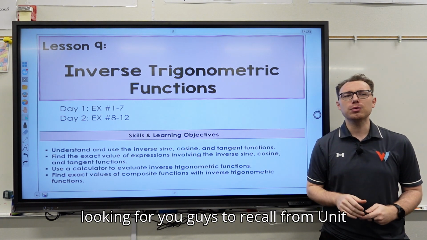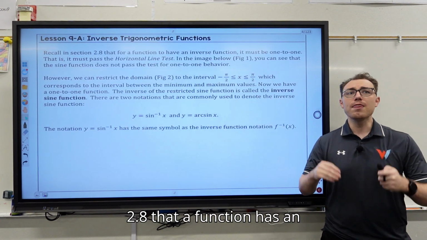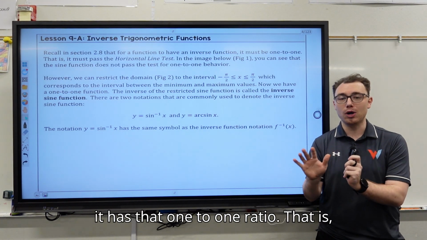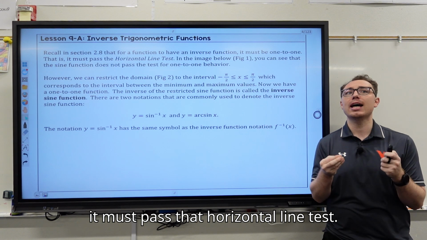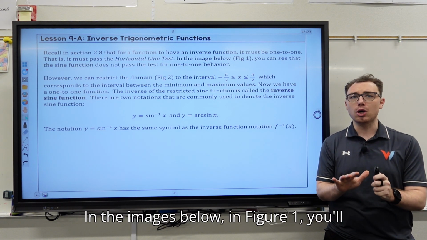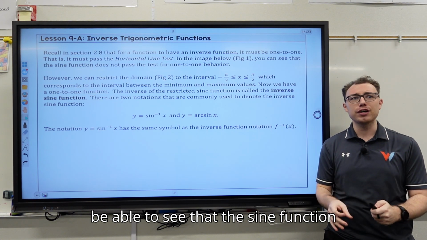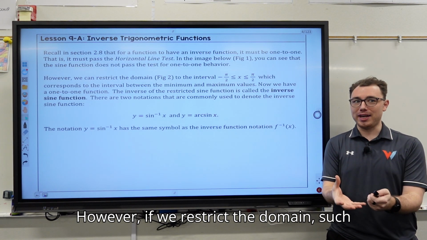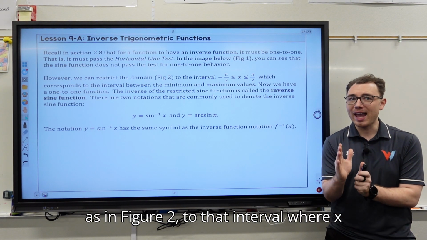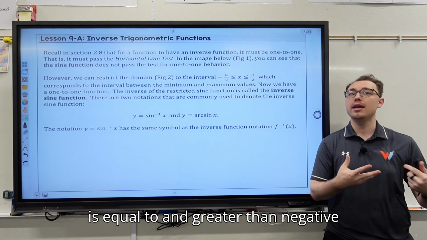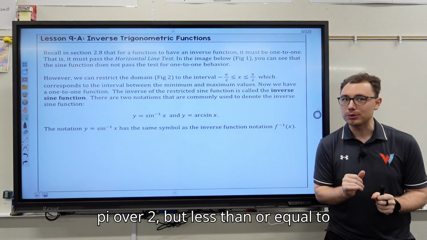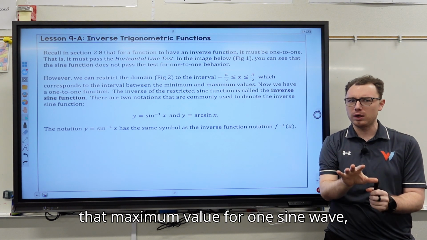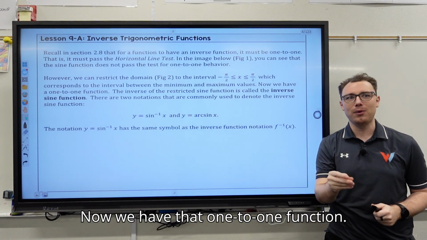Remember, I'm looking for you guys to recall from unit 2.8 that a function has an inverse function if and only if it has that 1-to-1 ratio. That is, it must pass the horizontal line test. In the images below, in figure 1, you'll be able to see that the sine function does not pass that 1-to-1 behavior. However, if we restrict the domain, such as in figure 2, to the interval where x is greater than or equal to negative pi over 2, but less than or equal to positive pi over 2, which corresponds to the interval between the minimum and the maximum value for one sine wave, now we have a 1-to-1 function.